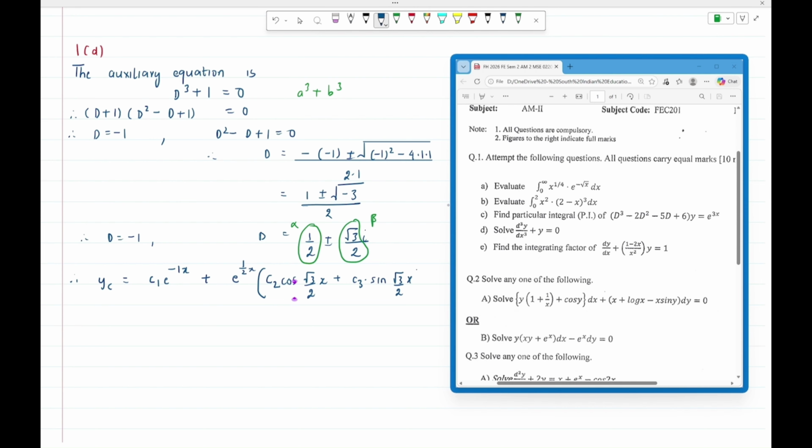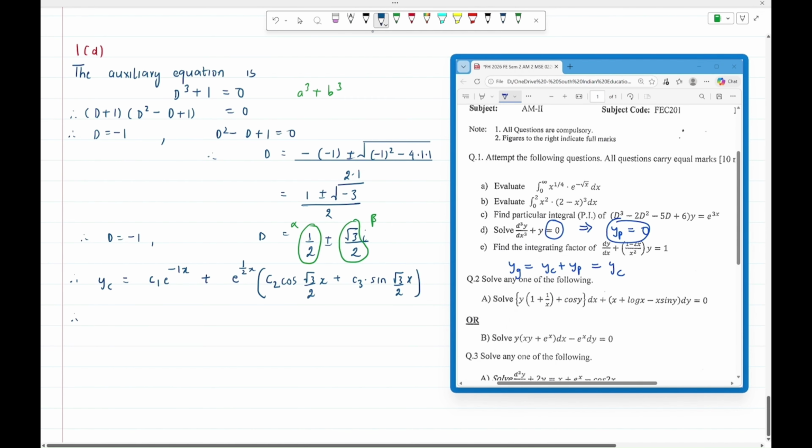plus c3 times sine of beta x, that's root 3 over 2 x again. Now as you can see in the given differential equation the right hand side is 0, so this gives us that the particular integral is going to be 0, and since the general solution is the sum of the complementary function and the particular integral, and the particular integral being 0, we can say that the general solution will only be the complementary function.